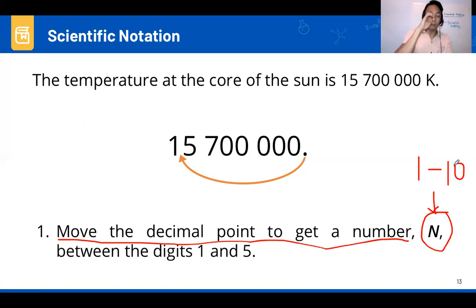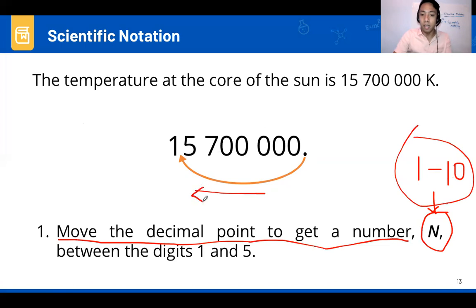So, we will move that one here. Paano siya magiging between 1 to 10 lang? So, we will move that one to the left side. Hindi naman tayo pwedeng mag-move ng right side kasi wala naman tayong numbers dito. Correct? So, we will need to move to the left. So, we will move how many times?